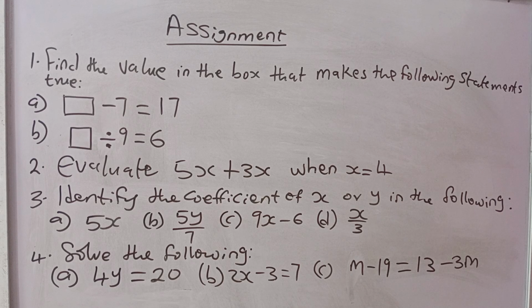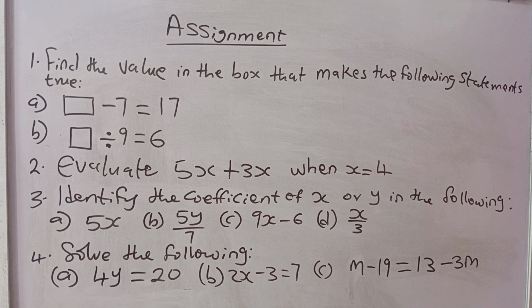Number 1, find the value in the box that makes the following statements true. A, box minus 7 equal to 17. B, box divided by 9 equal to 6. Then number 2, evaluate 5x plus 3x when x equal to 4. Number 3, identify the coefficients of x or y in the following. Number A, you have 5x. Number B, you have 5y over 7. Number C, you have 9x minus 6. And number D, you have x over 3.